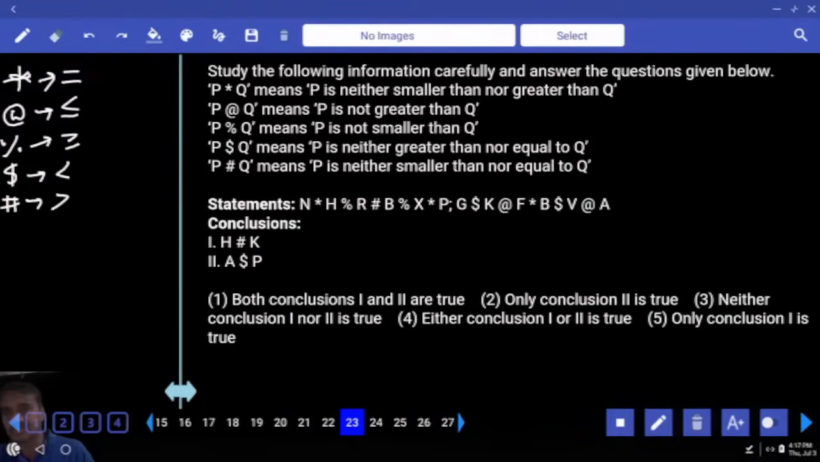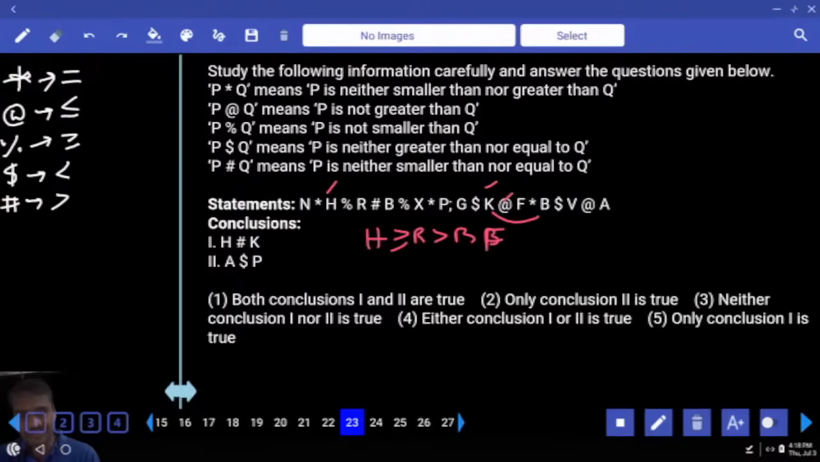When we have equal elements, what should we do? Rather than converting each and every element, we need to compare the elements. Now H and K. H is here, K is here. Which element is common? B is common. H to B. H percentage R, H greater than or equals to R. And R hash B, R greater than B. Then B to K. Now F star B. Star means F equals B. B and F are one and the same. And next one, K at the rate of F, K lesser than or equals to F. Isn't it? B and F are one and the same. K lesser than or equals to F.